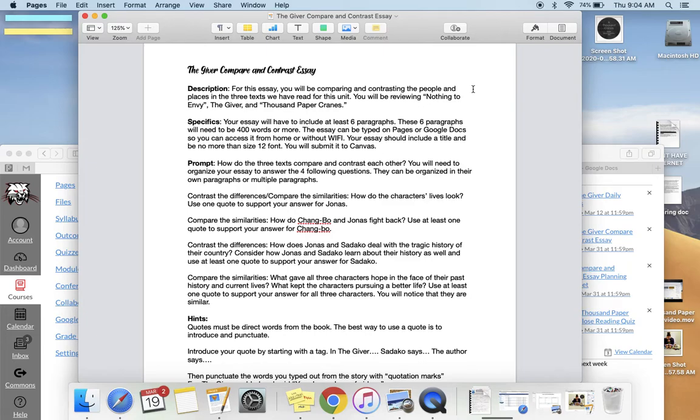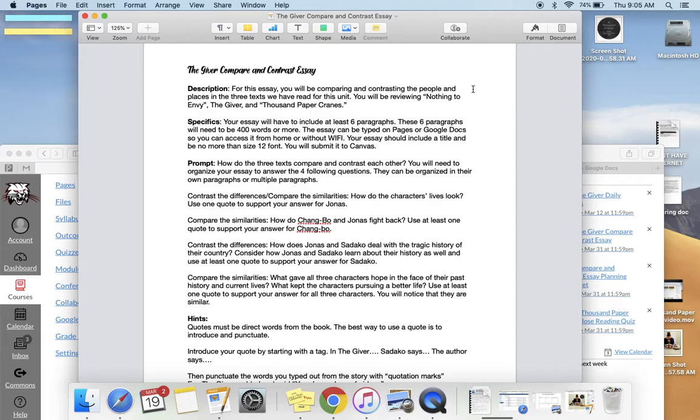Your essay will have to include at least 6 paragraphs, because these 6 paragraphs will add up to be 400 words or more. That's pretty easy to do with 6 paragraphs. The essay can be typed on Pages or in Google Docs so you can access it from home or without Wi-Fi. Your essay should include a title and be no more than size 12 font, and you're going to submit this to Canvas. Sharing your Google Doc with me is not submitting.